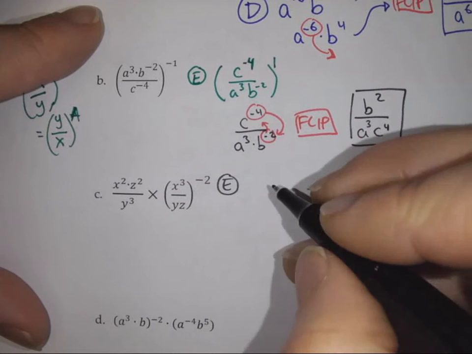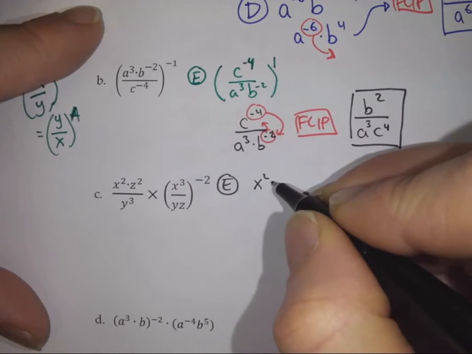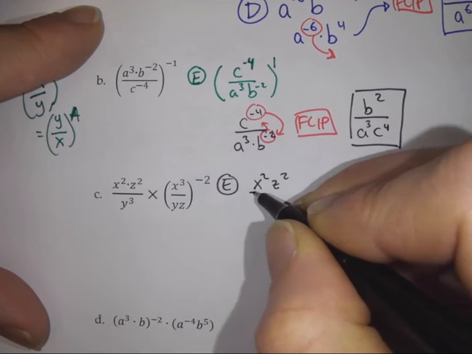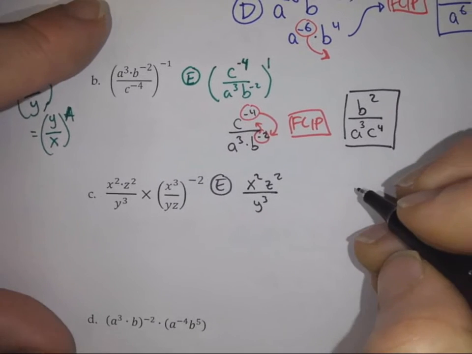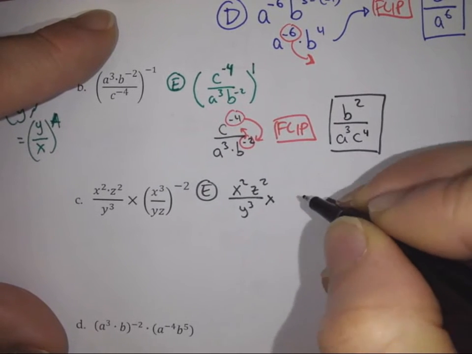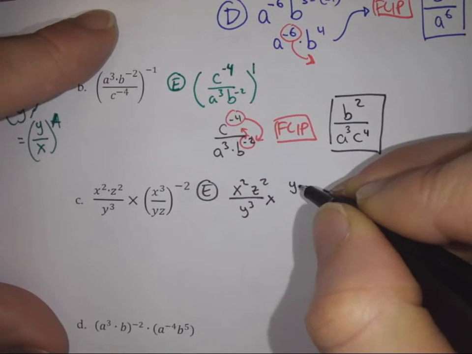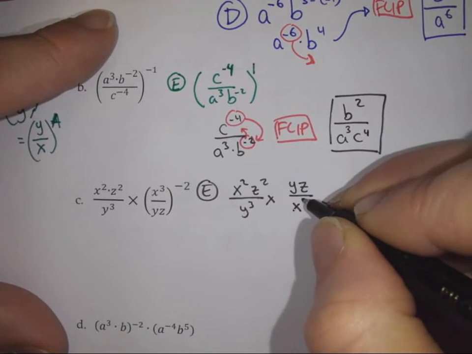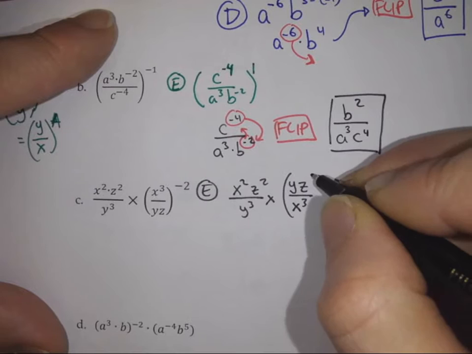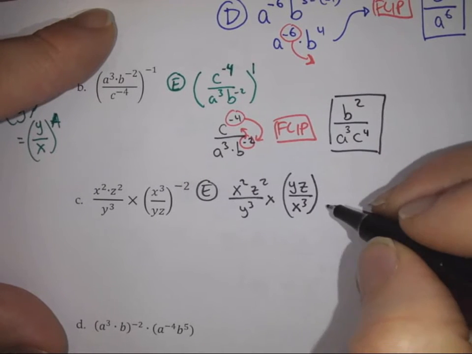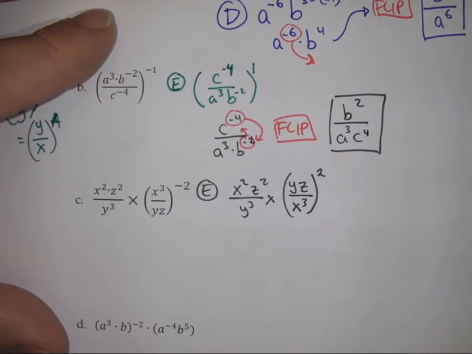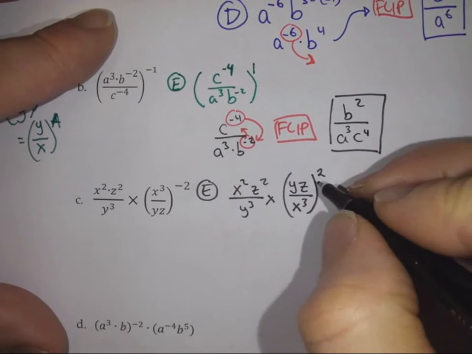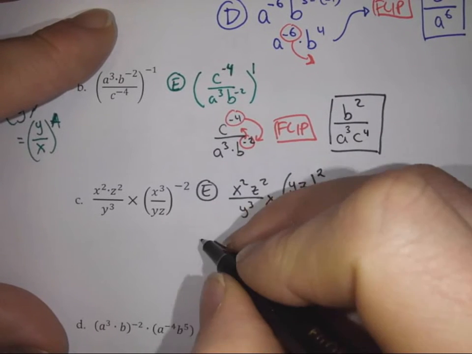So the first thing we'll do is z squared over y cubed times, and I'll write yz, the numerator becomes the denominator, x cubed, and the denominator became the numerator, yz. And we write that with the power of positive 2. And now we're going to distribute that power as well. So that's also an exponent step, a different exponent law.